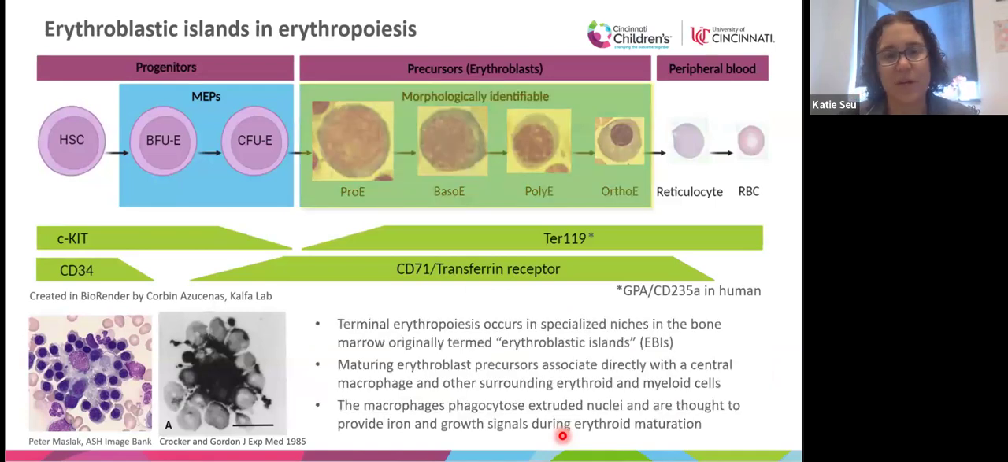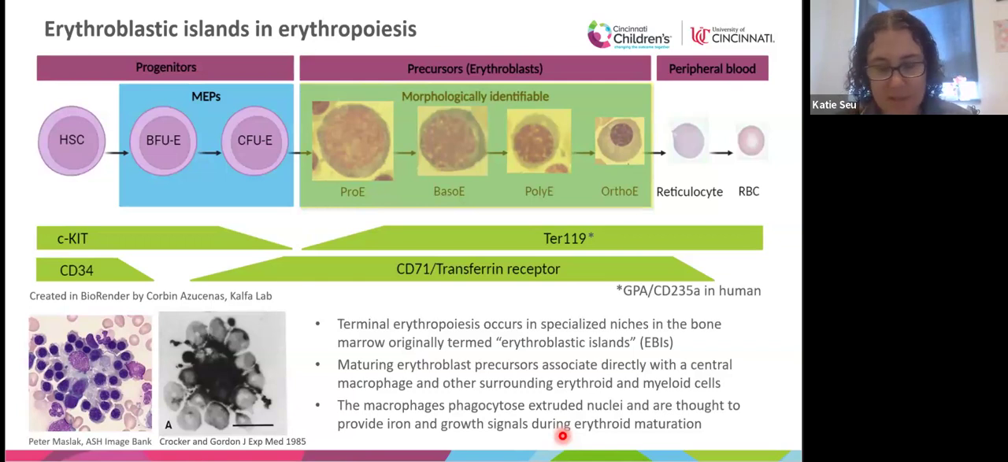All of this maturation of the terminal erythroid precursors is occurring within these niches in the bone marrow called erythroblastic islands. And these are specialized macrophages, presumably, that the erythroblasts associate with, as well as the surrounding erythroid and myeloid cells. And the macrophages are known to play an important role in phagocytosing the extruded nuclei. And there's also been some evidence and suggestion that they could provide iron and growth signals during erythroid maturation.